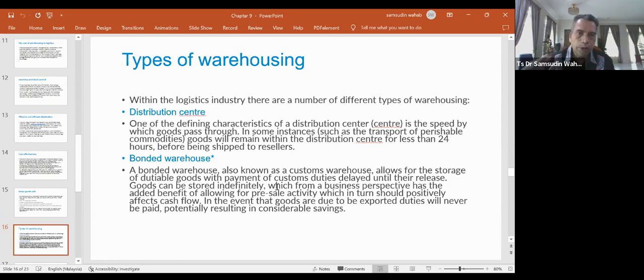With customs inspection, goods can be stored indefinitely, which from a business perspective is an added benefit, allowing pre-sale activities. The first one is the distribution center, where the role of the warehouse is like a distribution center. Number two is the bonded warehouse, where the role of the warehouse is like a temporary inspection area for customs.